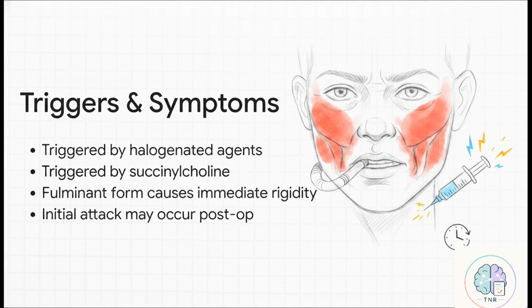So what actually triggers this massive cascade? Well, it's frequently associated with halogenated inhalational agents and the use of a specific muscle relaxant, succinylcholine. In its most aggressive state, which we call the fulminant form, you'll see muscle rigidity almost immediately after giving succinylcholine. This often hits the masseters, the jaw muscles, which leads to severe difficulty when you're trying to intubate. Oh, and keep your guard up, because an initial attack and even recrudescence can still happen postoperatively.